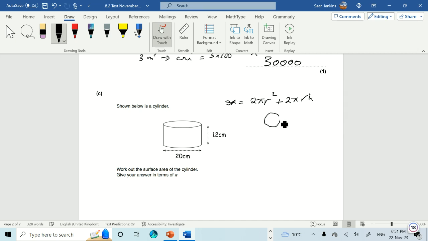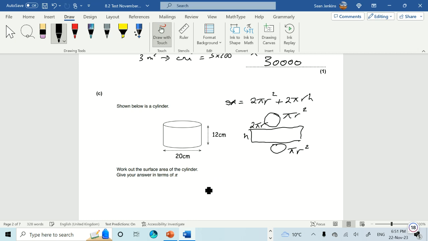Well, it comes from the net of a cylinder. If we open it up, we've got a circle at the top. We have a rectangle, it's just a sketch here, and another circle. The area of this circle is going to be pi r squared, and the area of this one is also going to be pi r squared. So that's where our 2 lots of pi r squared come from. And now the rectangular bit, this is your circumference, which is 2 pi r, and then this is the height h.